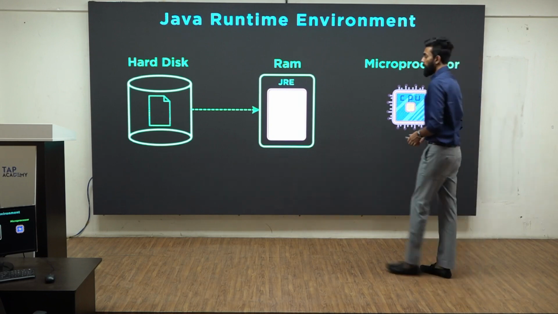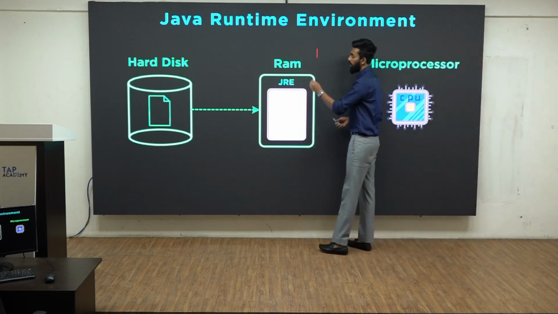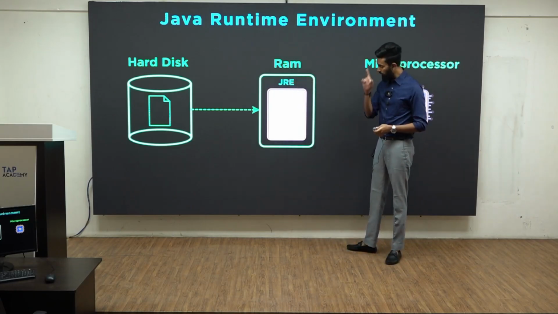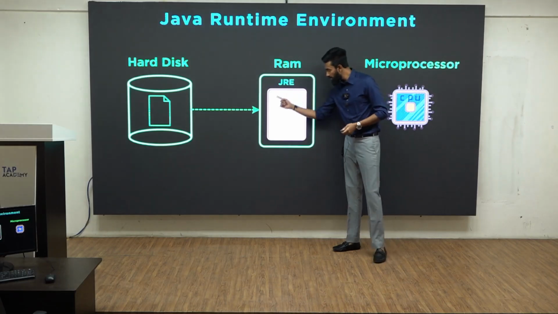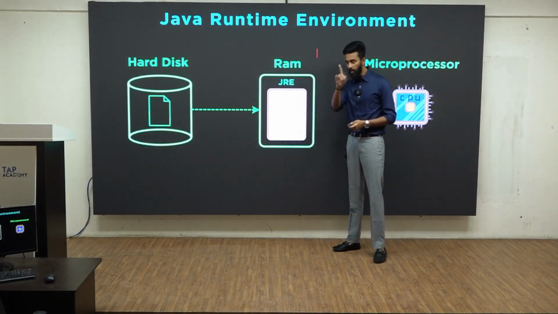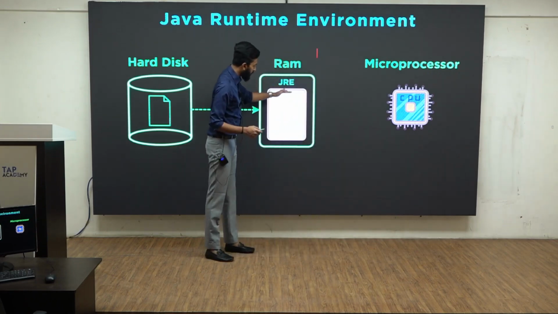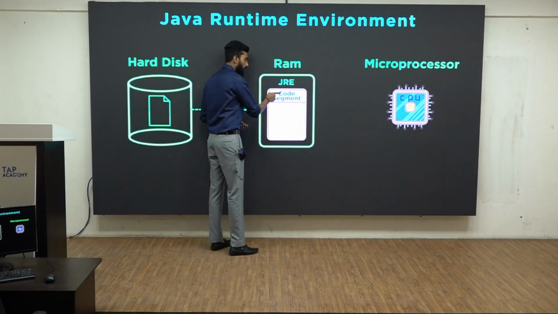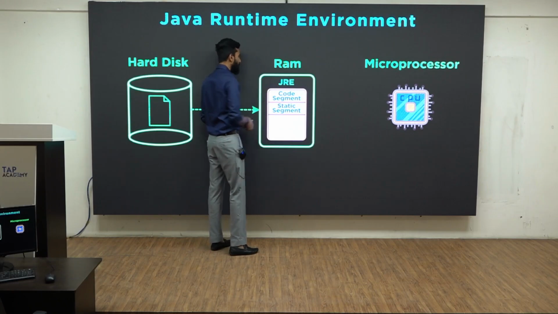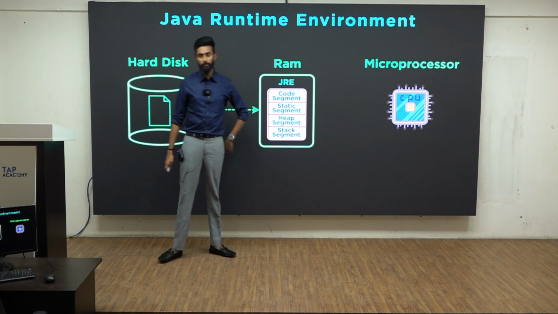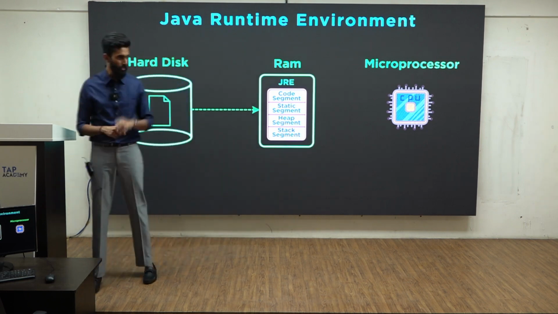Okay. Now, as a student, if you really want to grasp Java and understand how it works, you must always understand what happens inside this JRE. Very important. Because this JRE, friends, has been further divided into 4 parts. First part is called as code segment. Second, static. Third is called as the heap segment. And last but not the least is called as the stack. Understood? 4 partitions are there.